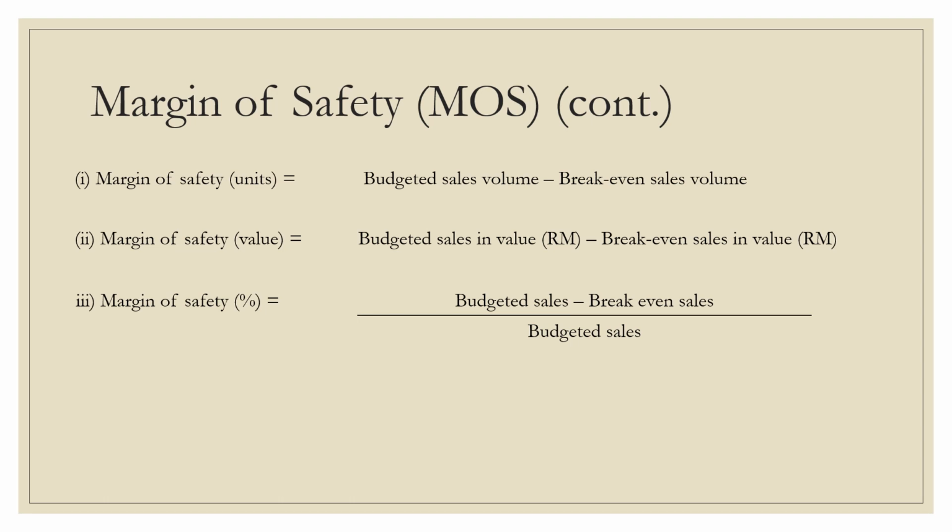The formula of margin of safety: first, MOS in units equals budgeted sales volume minus break-even sales volume. To get the margin of safety in terms of value, the formula is the budgeted sales in value, in ringgit, minus the break-even sales in value, also in ringgit. The third is the margin of safety in terms of percentage: budgeted sales minus break-even sales, divided by budgeted sales, and then you get the percentage.